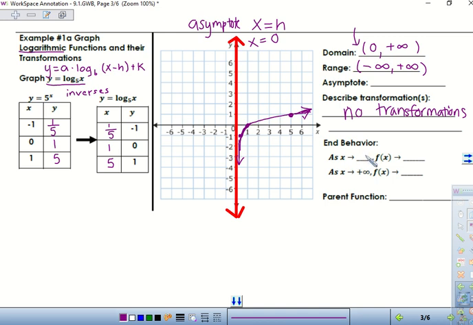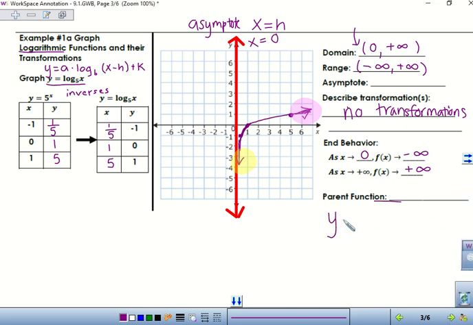X, like we said, never approaches negative infinity. The closest it gets to that is approaching 0. And as it approaches 0, what is my function doing? Good, it's going down to negative infinity. As my graph goes to the positive infinity direction for x, what's my function doing? Going positive.